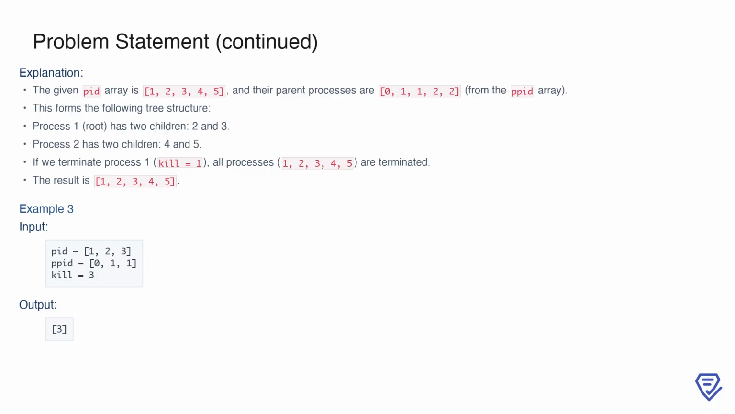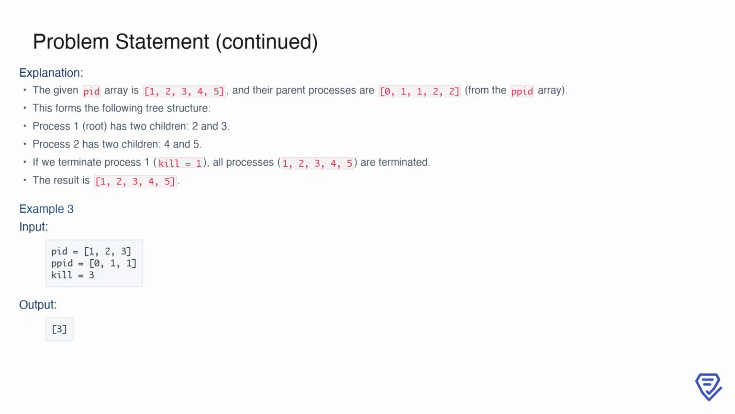Now consider another example. Here, the PID array is 1, 2, 3, 4, 5, and the PPID array is 0, 1, 1, 2, 2. This creates a tree structure where process 1 is the root, with processes 2 and 3 as its children. Process 2 further has two children, processes 4 and 5. If we terminate process 1, the root, all processes in the tree, namely 1, 2, 3, 4, and 5, will be terminated. Thus, the output is 1, 2, 3, 4, 5, as every process is directly or indirectly affected by terminating the root.